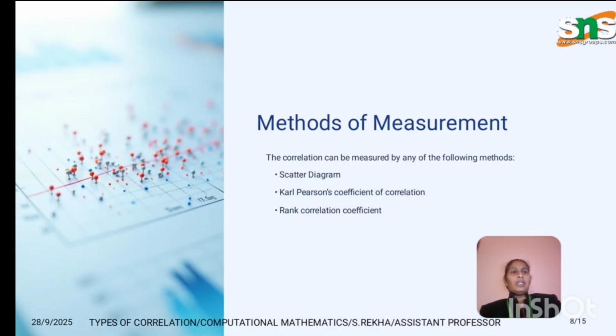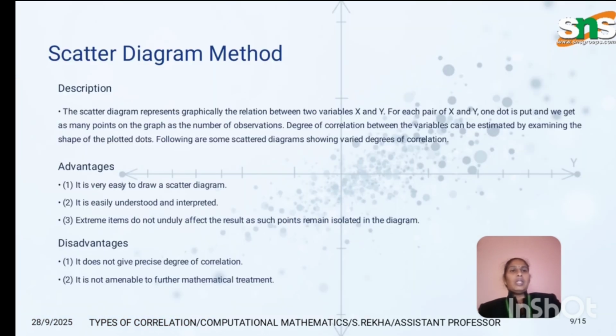Next, there are some methods of measurement to analyze the correlation. One is the scatter diagram, which represents positive, negative and simple correlation. Another is the Pearson coefficient of correlation, which helps us find the relationship between two variables. Next is rank correlation, where we find the rank for the correlation coefficient and then analyze the correlation value. So these are the methods we are going to discuss.